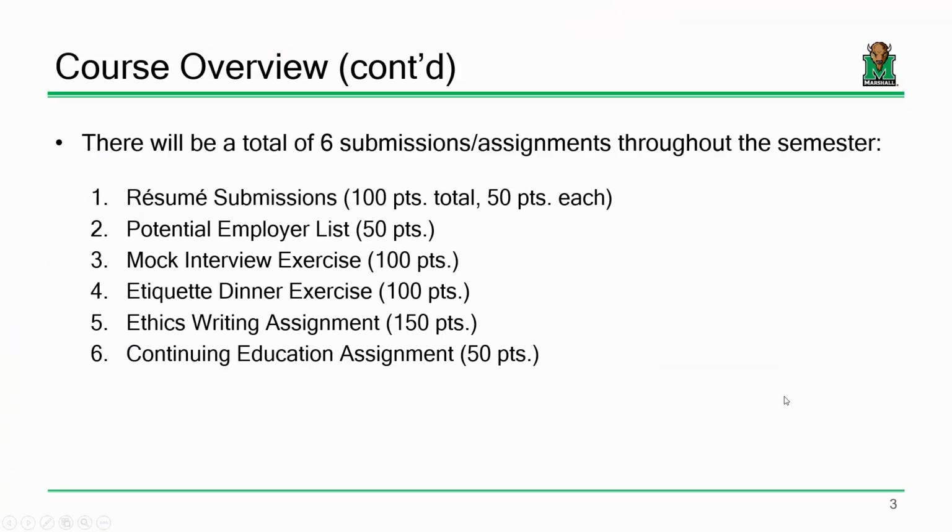As for the assignments, there are 6 assignments and submissions throughout the semester. The first is the actual resume itself. You actually submit 2 versions of the resume. You'll submit one preliminary version and then one final version. So the idea is that you submit a preliminary version, it then undergoes edits, or you revise that in some fashion if necessary, and then submit a final version.